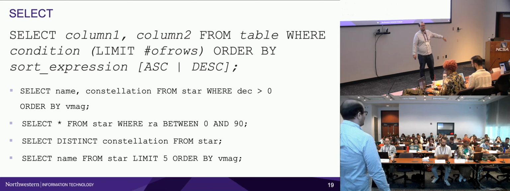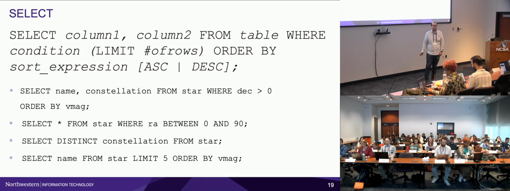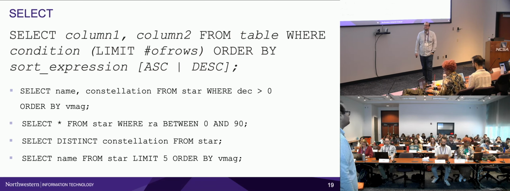You can return the values of whatever other random columns you want. The star symbol says, hey, I want all the columns. I would like all the columns from the table star where RA is between 0 and 90.